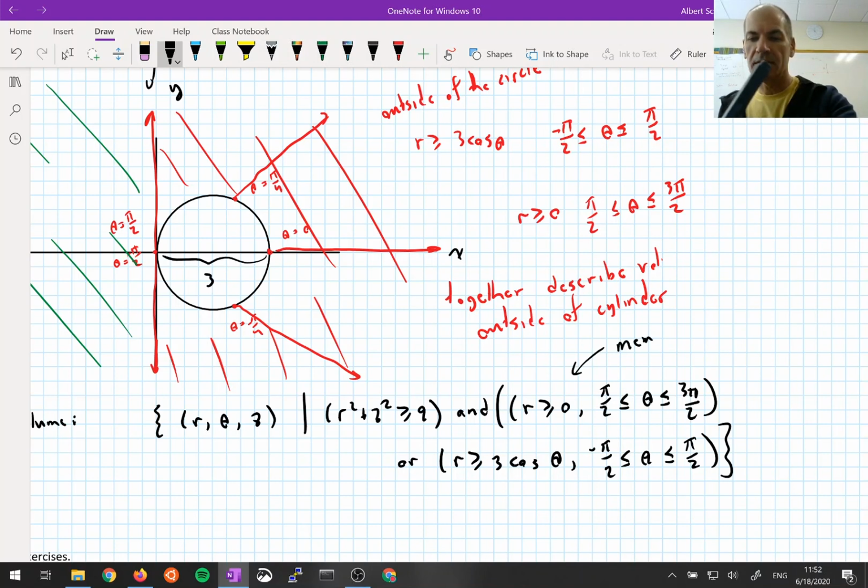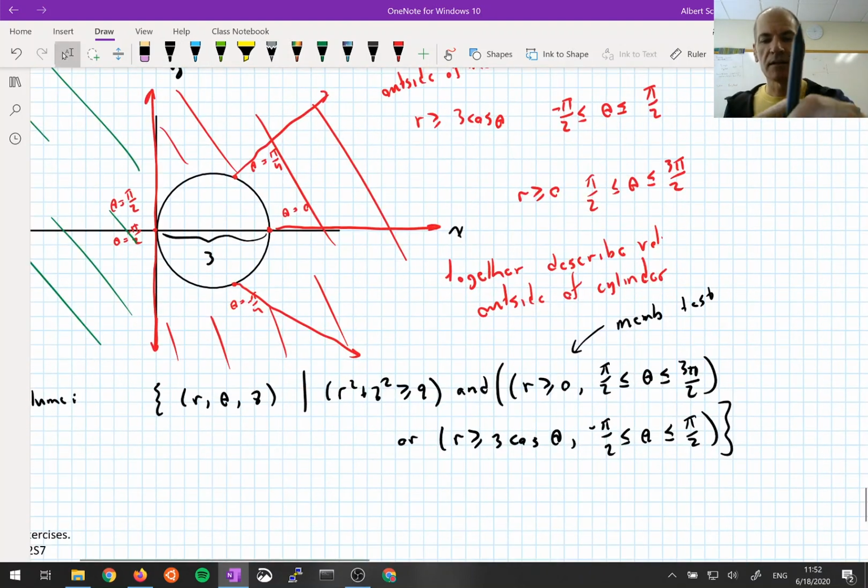And it's complicated. It's not just a single equation, it's a collection of conditions. So again, if I'm a point in this volume that I'm interested in, I need to satisfy r squared plus z squared is less than or equal to 9. And then further, to stay outside of the cylinder, I need to satisfy either this or this.